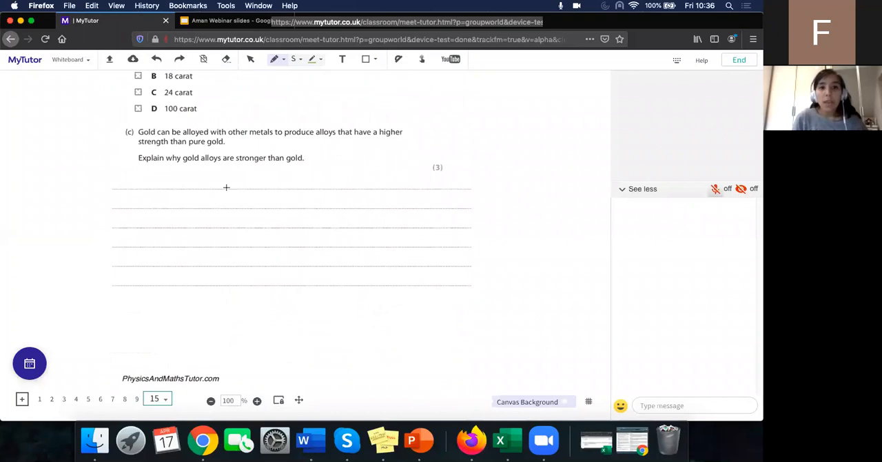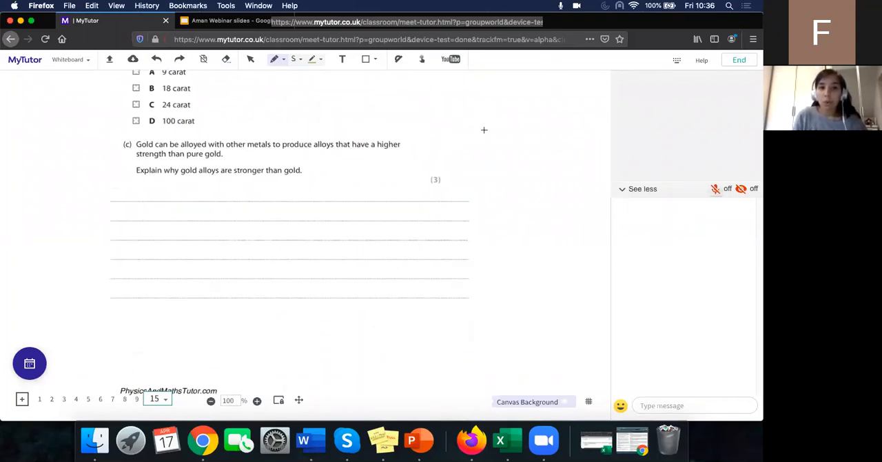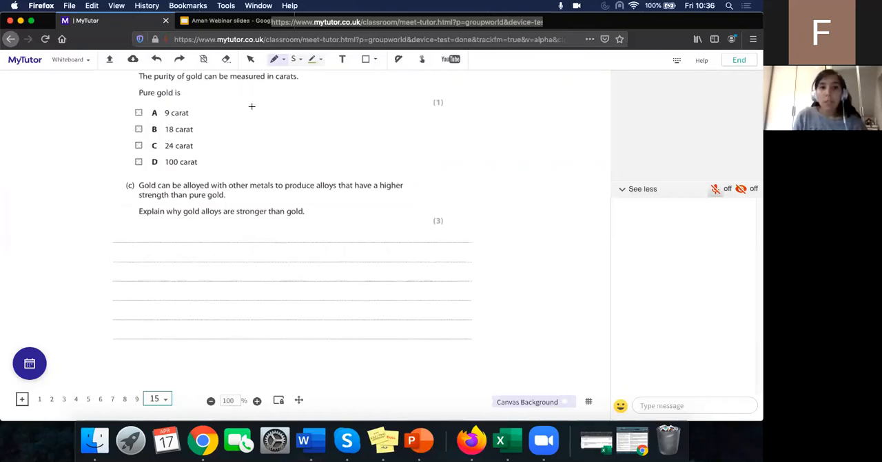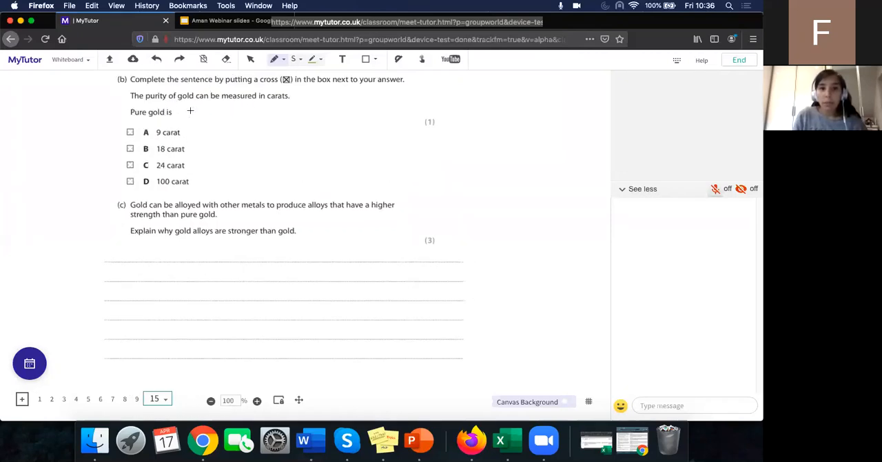Okay, gold can be alloyed with other metals to produce alloys that have a higher strength than pure gold. Explain why gold alloys are stronger than gold. So this is going back to gold and alloys now. Carat is a way of measuring the purity of gold.